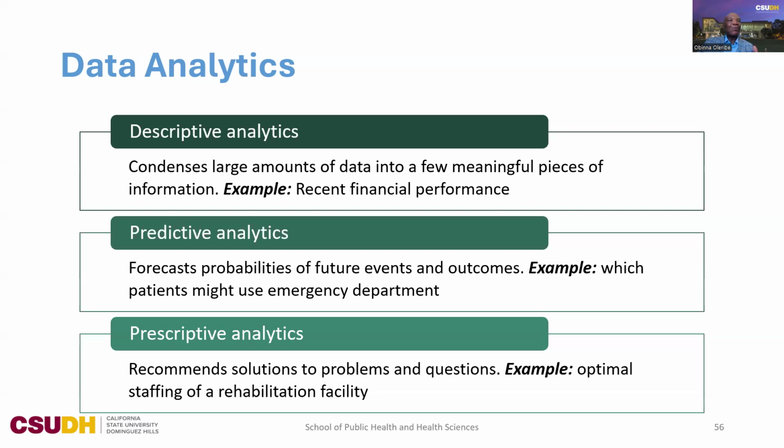Predictive, for instance, which patient might use emergency department care. That is predictive. What are the characteristics of women that have complications in pregnancy? Predictive. What kind of students will go into medical field? Predictive. Or it could be prescriptive.